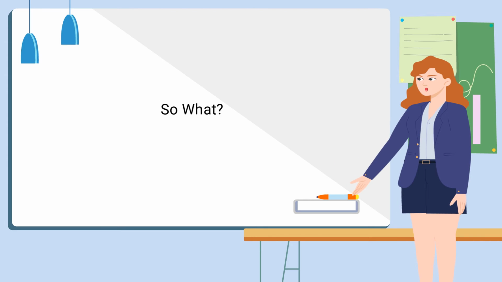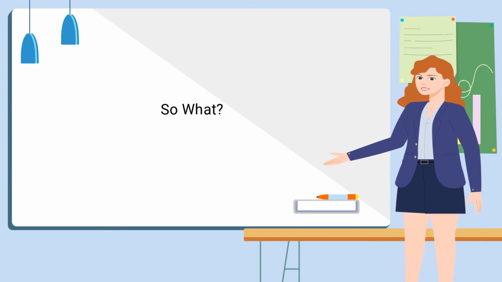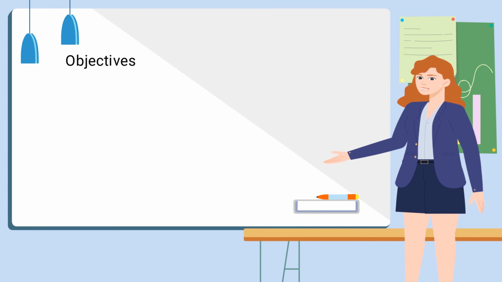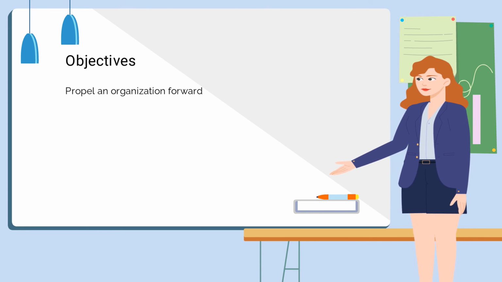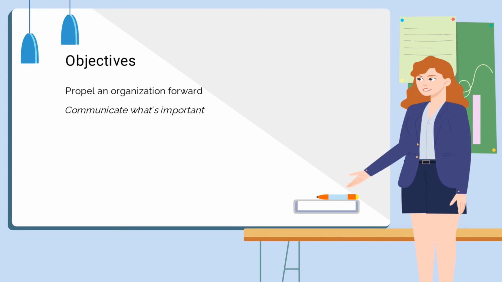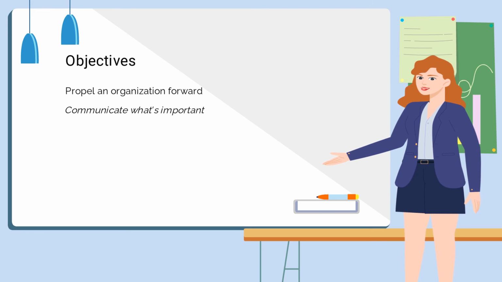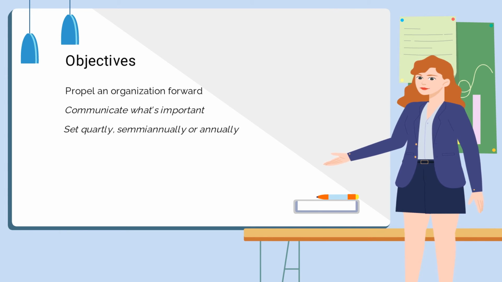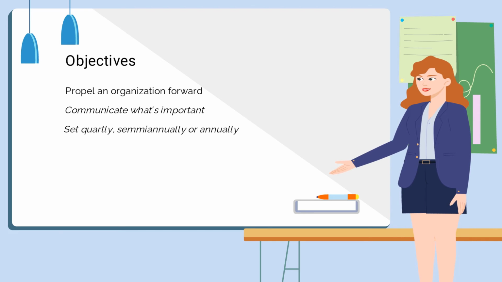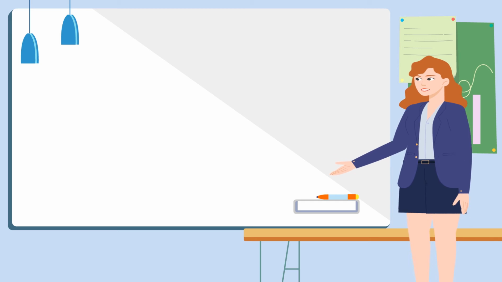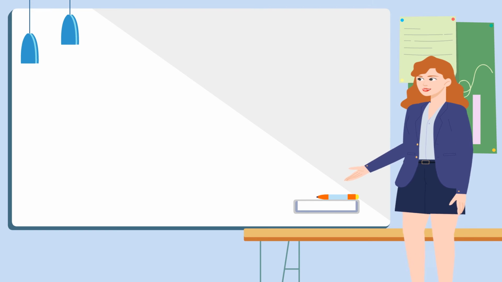So, what helps you and your team find a clear shared understanding of the company goals? Remember, an objective's purpose is to propel a team or an organization forward in a desired direction. A company objective should be a way to help everyone understand what is most important to the organization today. Depending on the size of the organization, objectives can be set quarterly, semi-annually, or annually. A strong objective describes what you want to do and where you want to go.